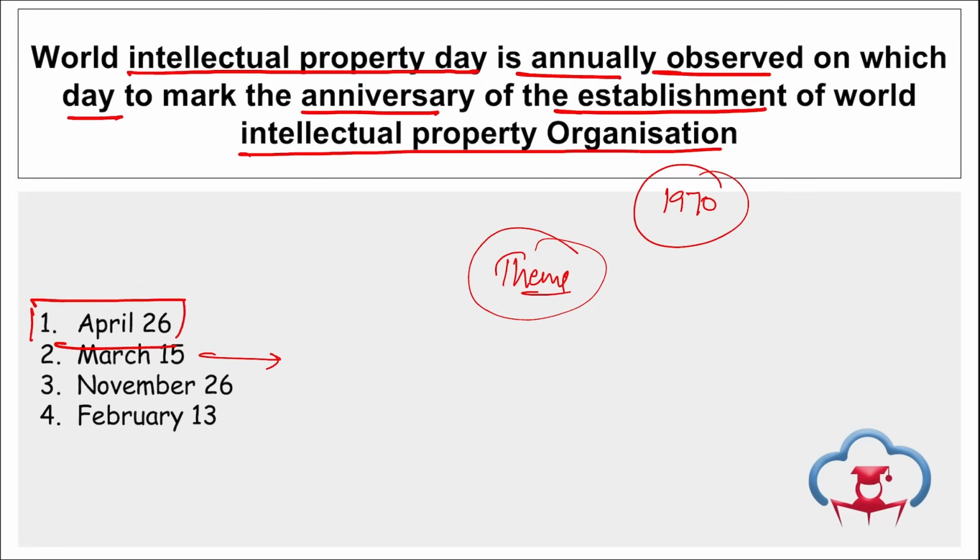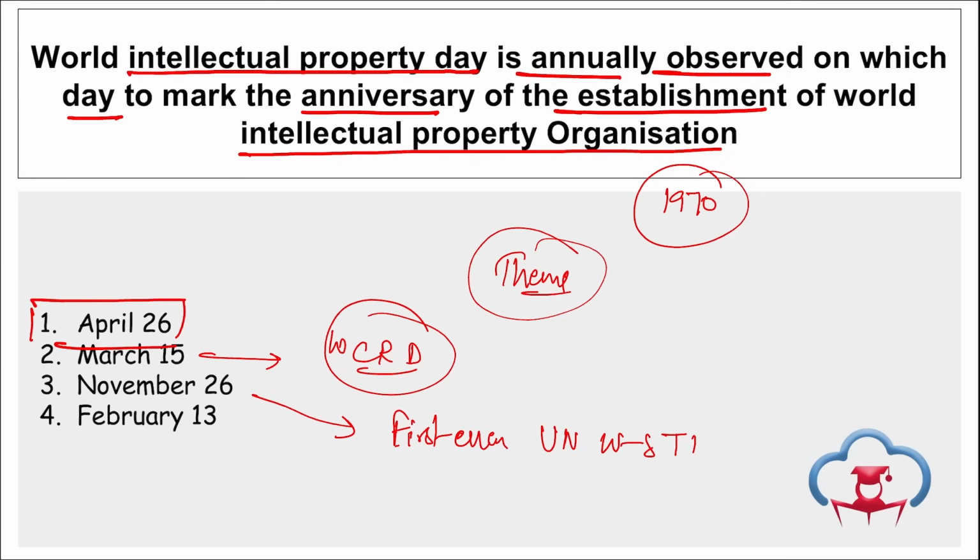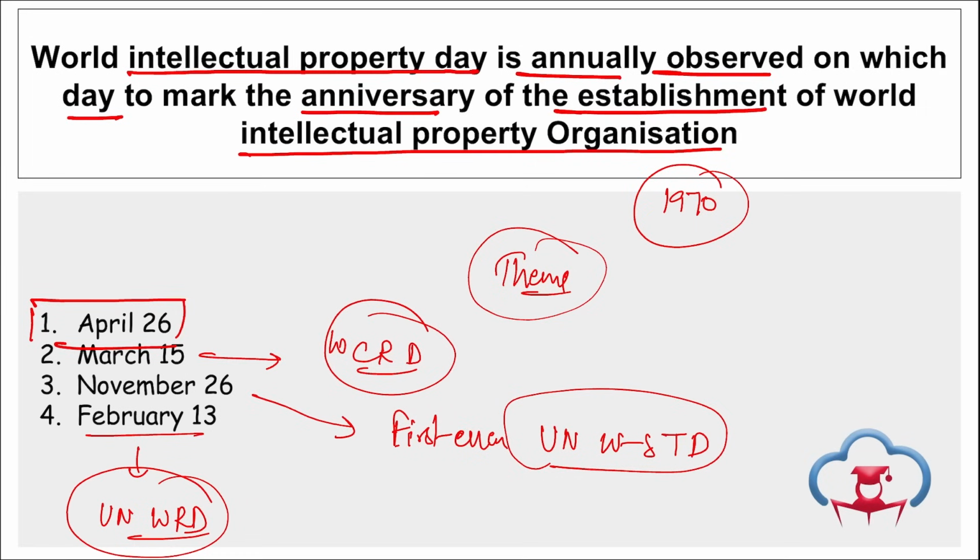Correct? On 15th of March, we observe World Consumer Rights Day. Right? World Consumer Rights Day. Then on 26th of November, we observe first ever UN World Sustainable Transport Day. I repeat, first ever UN World Sustainable Transport Day observed on 26th of November. And on 13th of Feb, we observe UN World Radio Day. Right? And this year it was the 13th anniversary of the World Radio Day that was observed. Correct? Take a note of this.